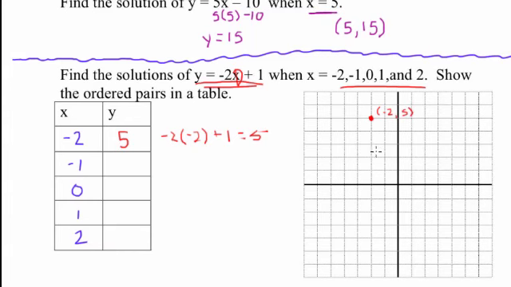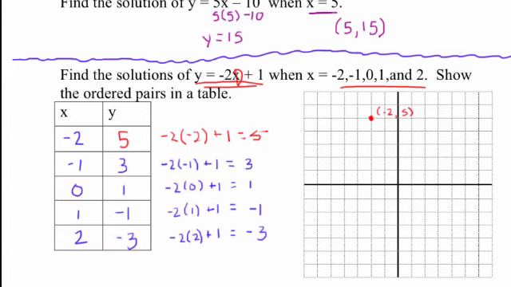Take a moment, stop the video, and do the work to find the y values of the other x values that are given. There's the work for the other y values corresponding with x equals -1, 0, 1, and 2. And now take a minute to stop the video and graph all these ordered pairs.